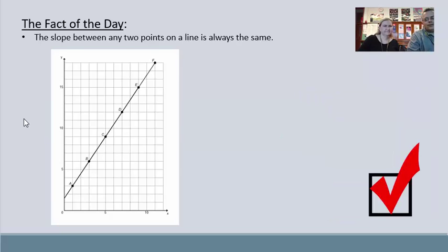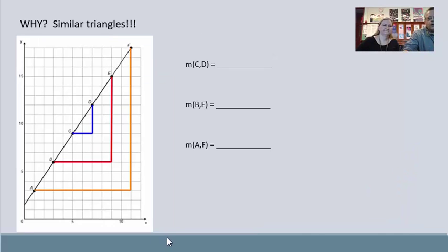So here we have a line and we have several points marked. If we pick any two and draw a slope triangle, it turns out that the slope will be the same as long as we reduce it. That's a property of lines: any two points you pick, the slope is going to be the same. We're going to show that that's true here.